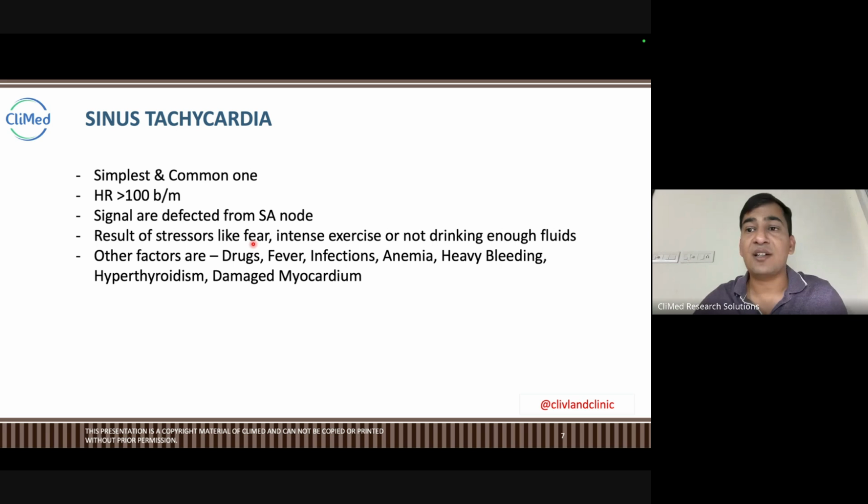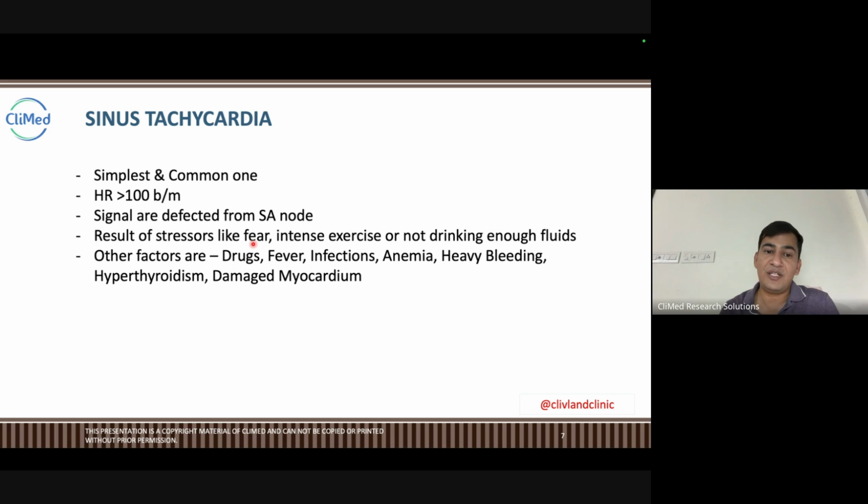Every one of us usually feels this, even I feel it, whenever I am stressed, whenever I am working late at night, or whenever I am drinking less water, or maybe I am running fast. So I feel, oh, my heart rate is getting high. There is no specific problem, but due to the sinus node impact, the heart rate is rising. That's all. Nothing much, right? There are specific stresses like fear, intense exercise, not drinking enough fluid.